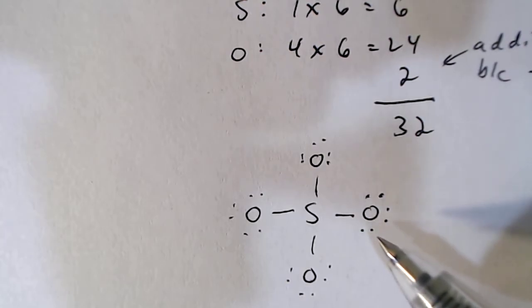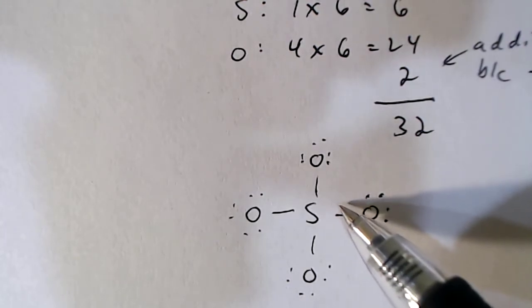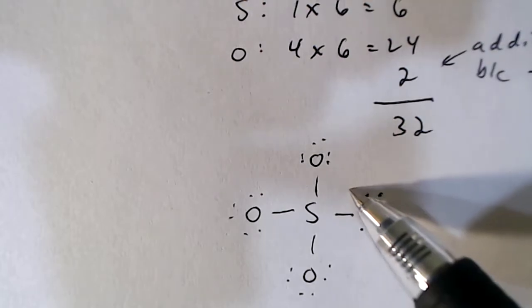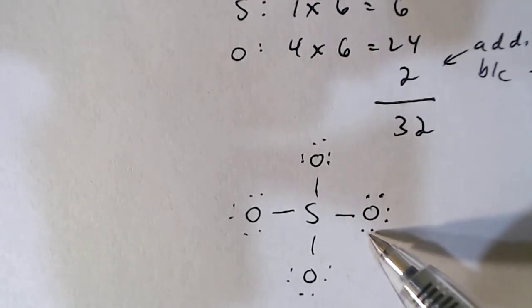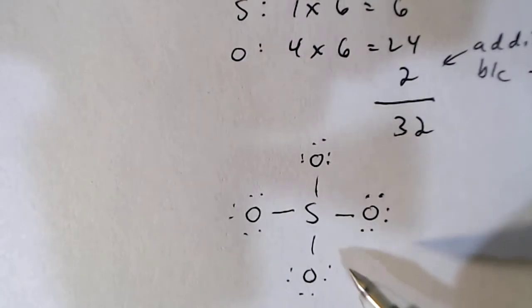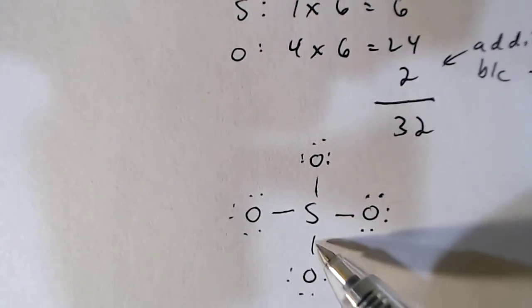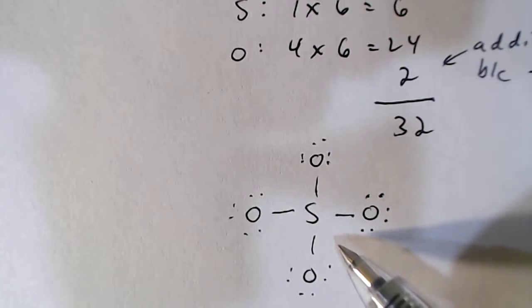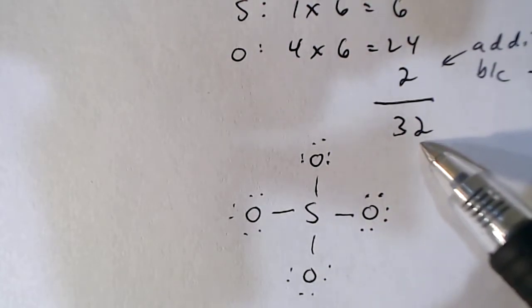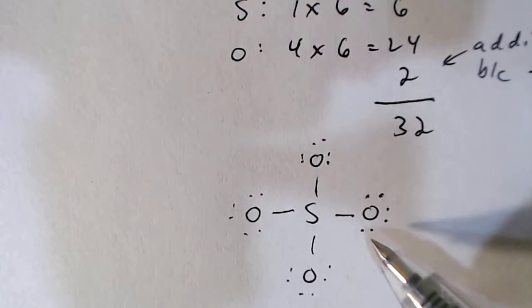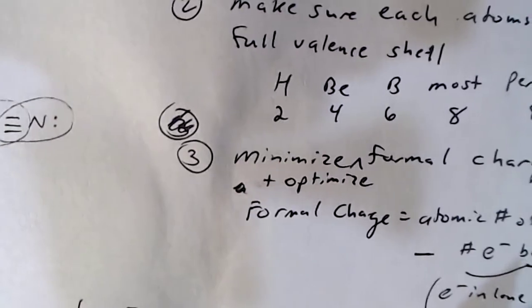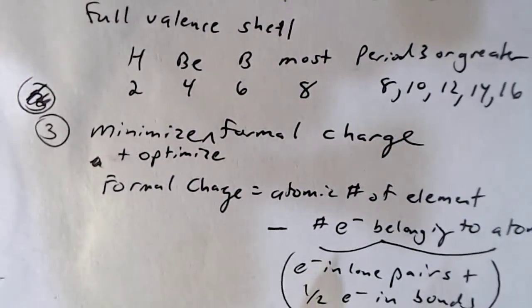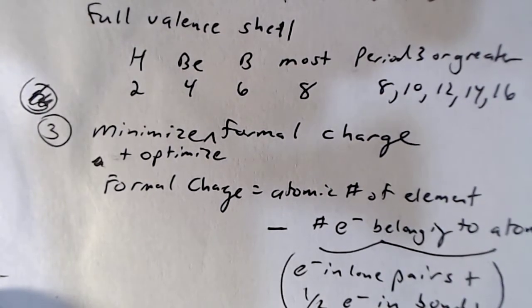And have we gotten everyone happy? Does everyone have a full valence shell? Well, each of these oxygen atoms has 2, 4, 6, 8 valence electrons. Ditto, ditto, ditto. And this sulfur has 2, 4, 6, 8 valence electrons. All right, so we've got a total of 32 electrons, and everyone has a total of 8 valence electrons around them. Very good. But now bringing in the new thing, minimizing formal charge and optimizing it as well.